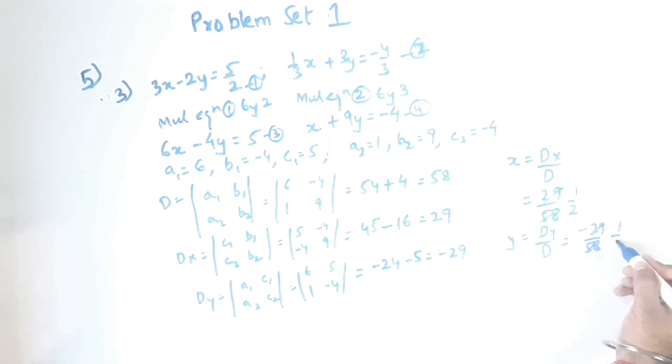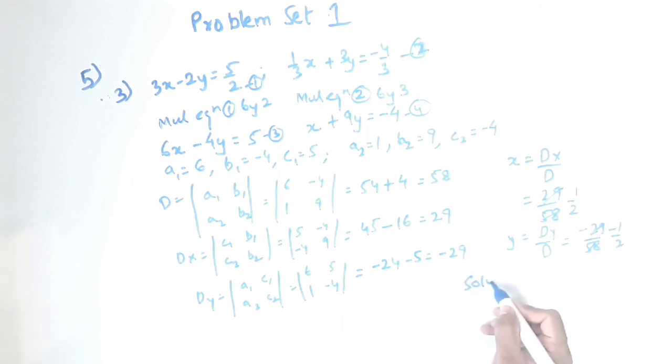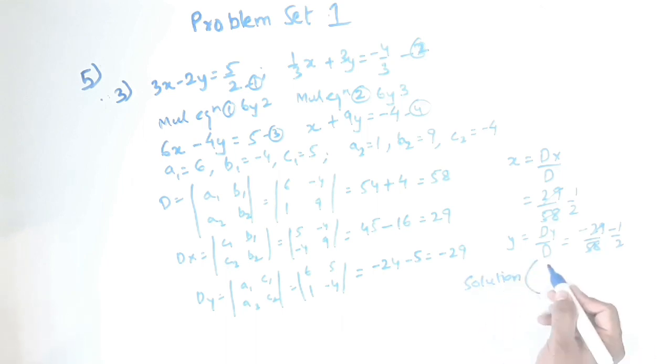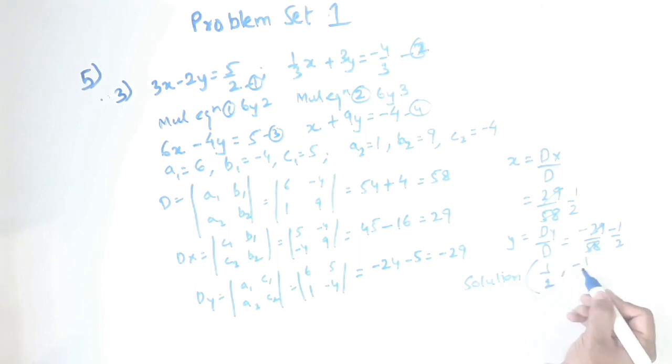This is also 1 two, 2 twos, but here the minus is different. So what is your solution? For x it is 1 upon 2 and for y it is minus 1 upon 2.